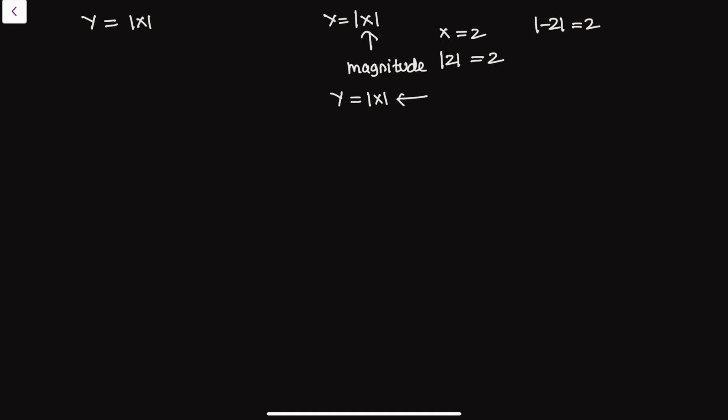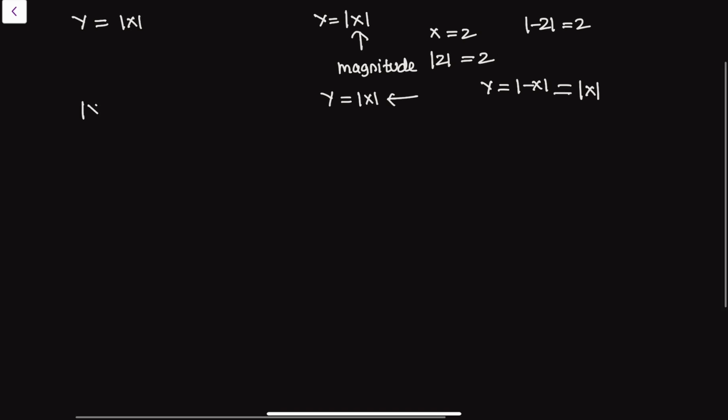Whether it is y is equal to mod of x, it's always positive. Even if I say y is equal to mod of minus x, this is also equal to y is equal to mod of x. Anything inside the modulus function, when you simplify, you always get a positive value. The modulus function mod of x is always larger than or equal to 0.